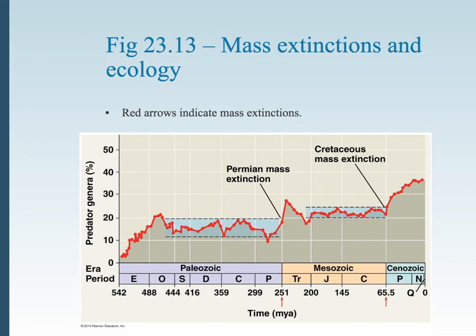It's looking specifically at predators, but I want you to just notice the trends here. And so when we have a mass extinction, it does not mean that everybody's dying out, but what it does mean is that more niches are becoming available as a result of so many organisms being wiped out.